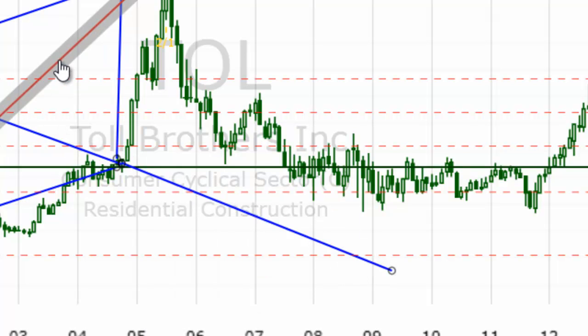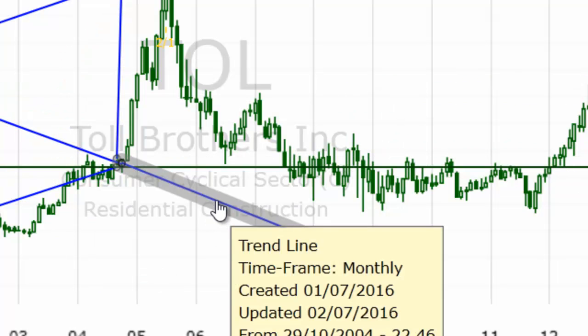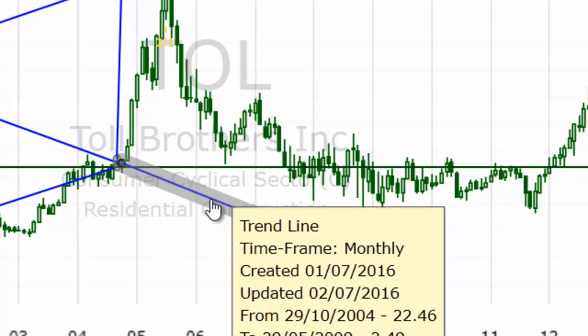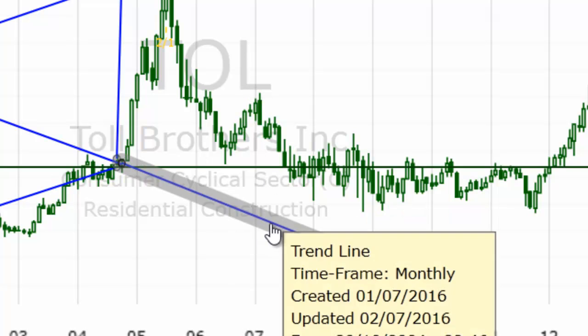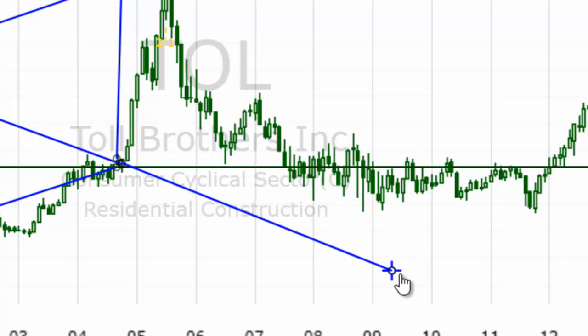Sometimes you will see that the price will touch the opposite diagonal many times, 2 or 3 times. So you touch it here, you bounce up, pull back again, touch it, bounce up, and touch it again. Sometimes you have multiple touches where the price is touching the opposite diagonal.